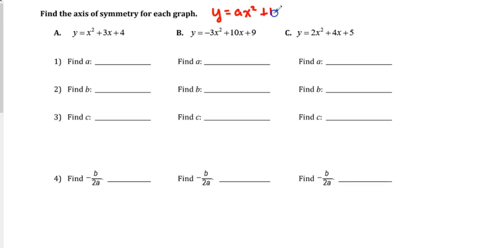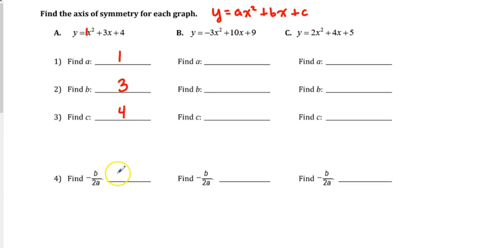B is the coefficient of x, and c is the constant term, just the number by itself. So when I'm identifying a, b, and c, there's a 1 in front of x squared, so that's our a. There's a 3 in front of x, that's our b, and the c value is positive 4.